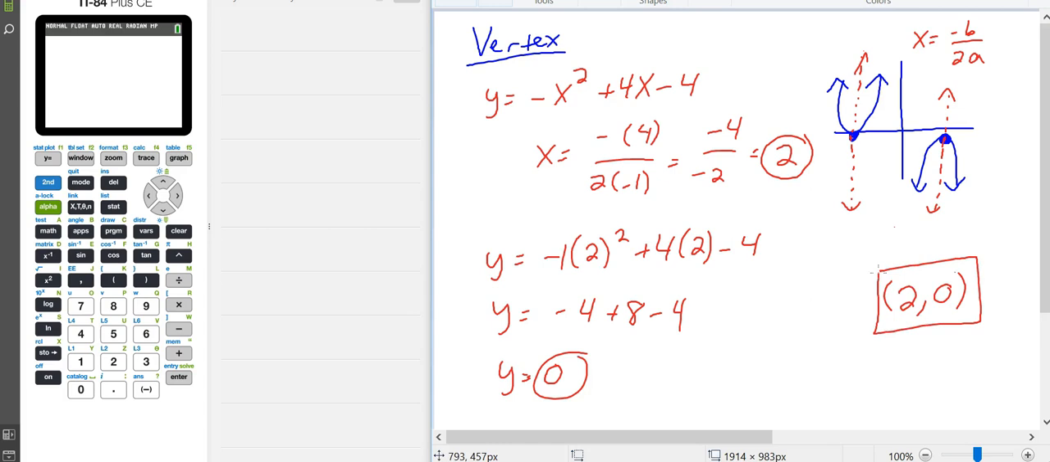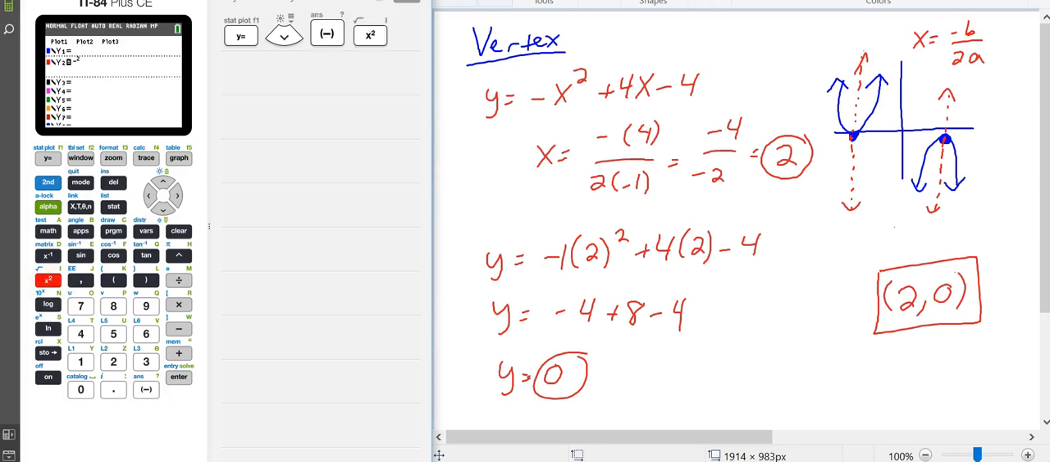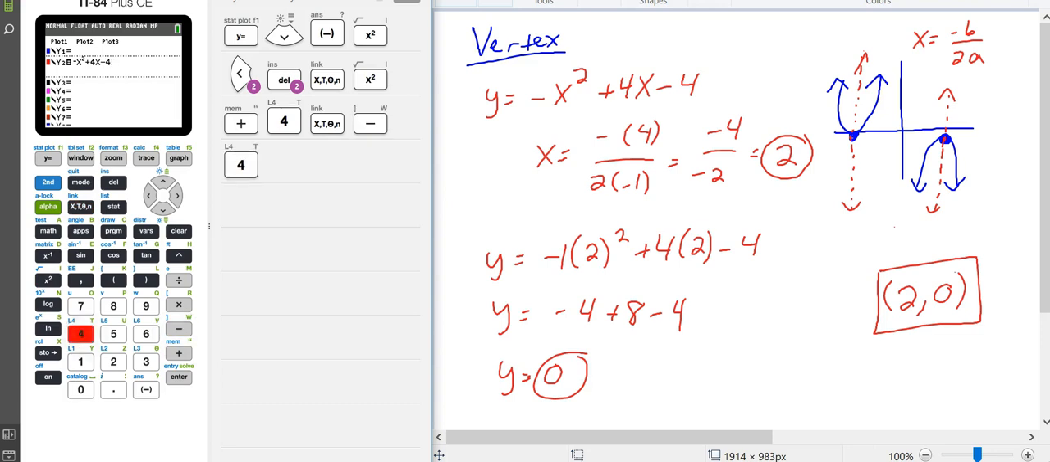Let's see if this is correct. Let's graph it on the calculator. I'll graph it in y2 because I wrote in red. Negative x squared, sorry about that, x squared plus 4x minus 4. We'll graph it in zoom standard, zoom 6. And you can tell very easily that the turning point, the vertex of this parabola, is at (2, 0).